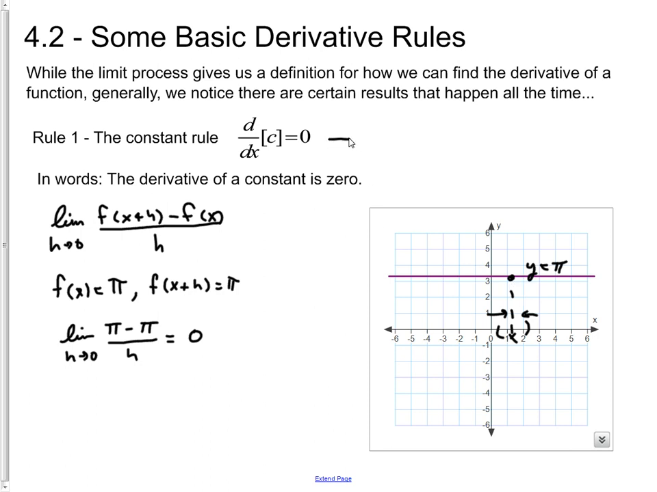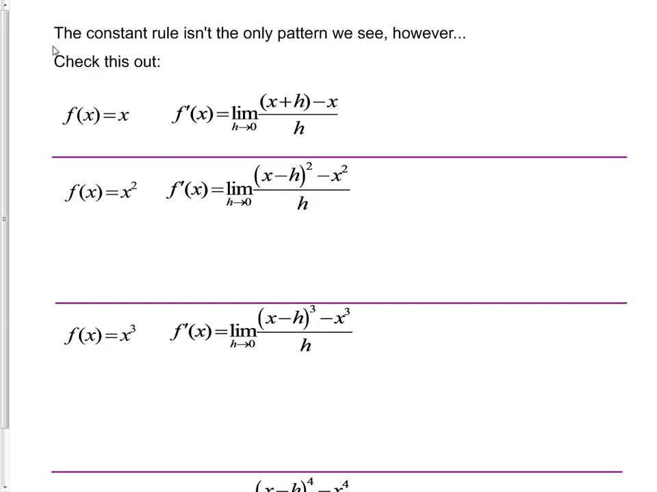So this is a nice rule, and it doesn't matter what function we choose now. We can say, if I want to take the derivative of the function y equals 7, well, there it is. It's 0. Well, that's one useful rule. There's another set of useful rules that we'll talk about in a moment.